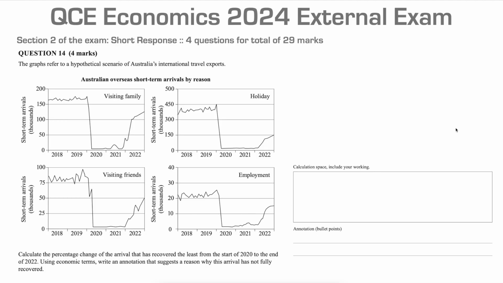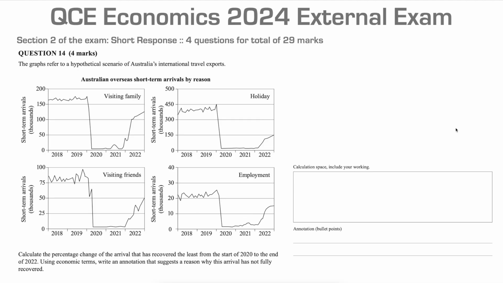We will break down question 14 of the 2024 Economics External Exam for Queensland. Probably the easiest 4 marks I've ever seen in one of these assessment tasks. You were given 4 pieces of data, Australian overseas short-term arrivals by reason. You had to calculate the percentage change of the arrival that has recovered the least from the start of 2020 to the end of 22, and write an annotation that suggests why it hasn't fully recovered.